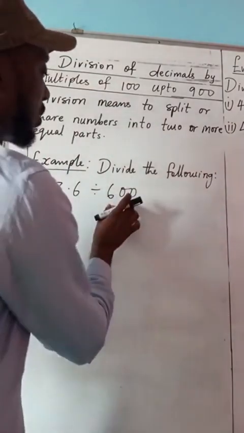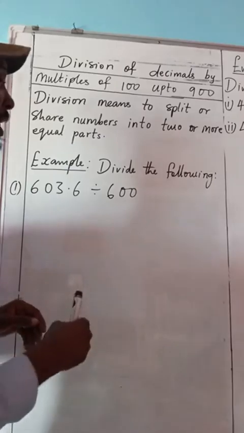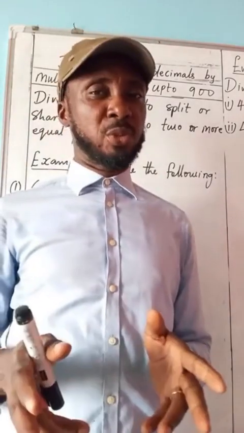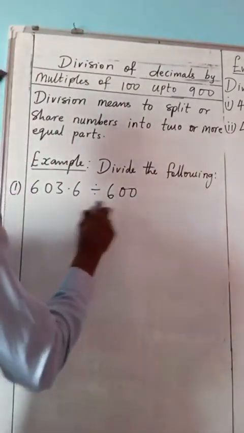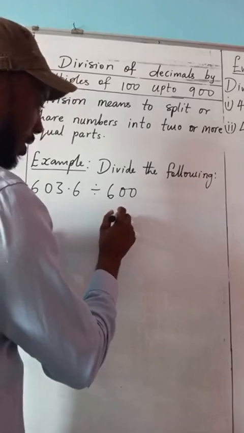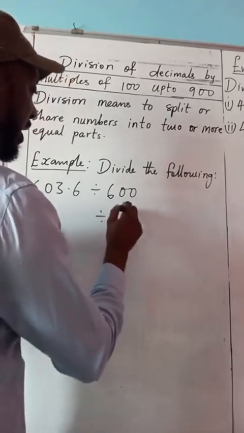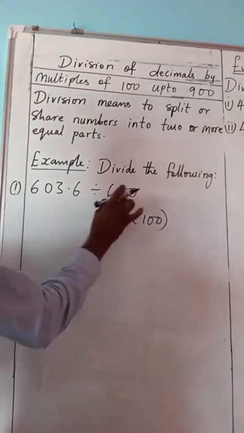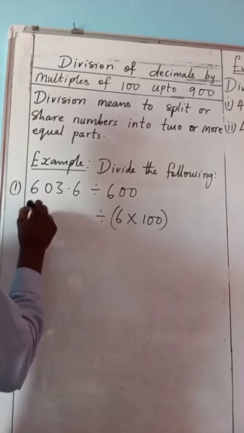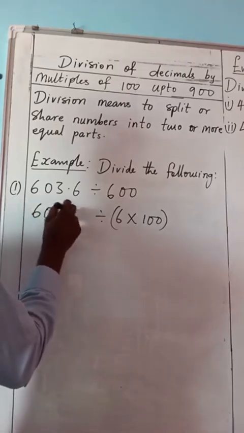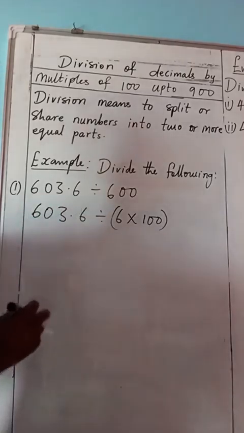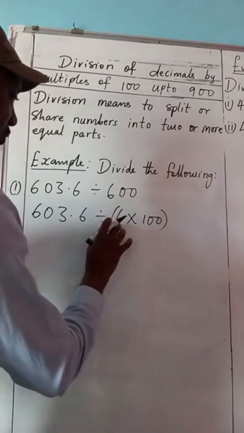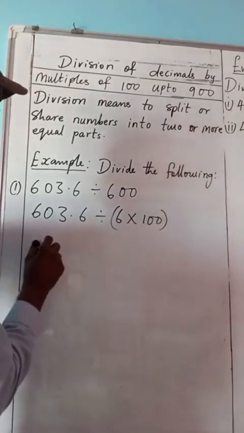Expanding this number, we find two numbers you will multiply to give you 600, the multiples of 100. So we'll say 6 times 100 will give us 600. So divide by 6 times 100, which will give us 600. We have expanded. So we have 603.6. Now this number will be divided by 6 first before we divide by 100.